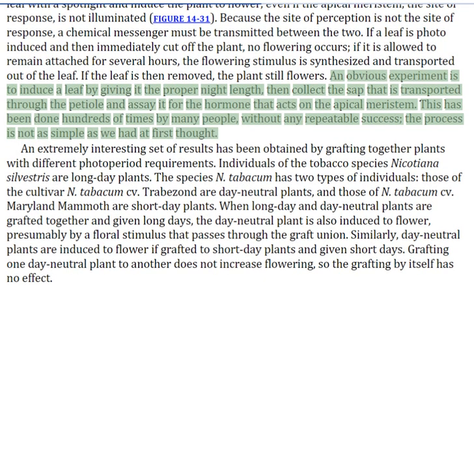An obvious experiment is to induce a leaf by giving it the proper night length, then collect the sap that is transported through the petiole and assay it for the hormone that acts on the apical meristem. This has been done hundreds of times by many people, without any repeatable success. The process is not as simple as we had at first thought.